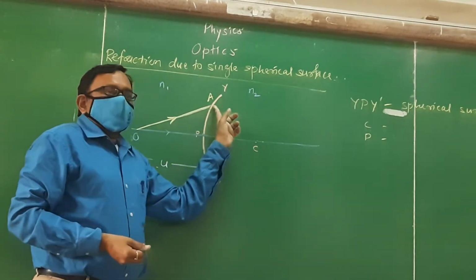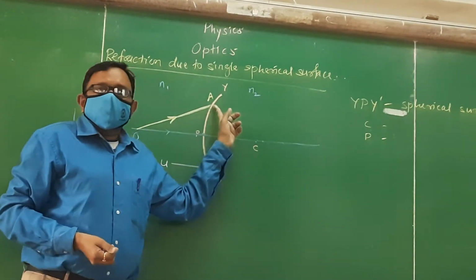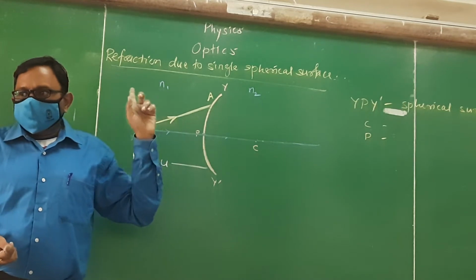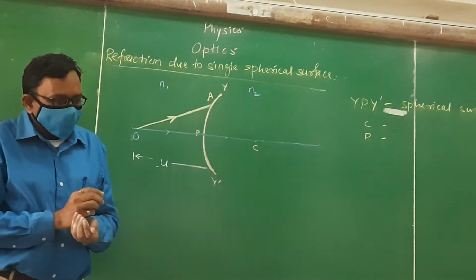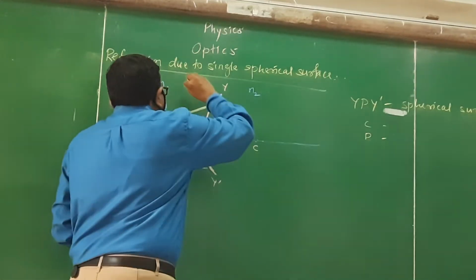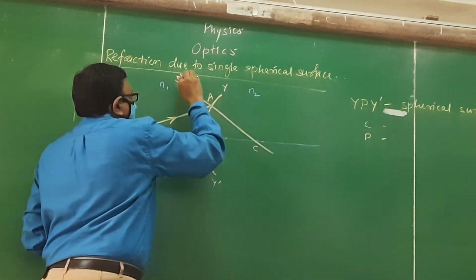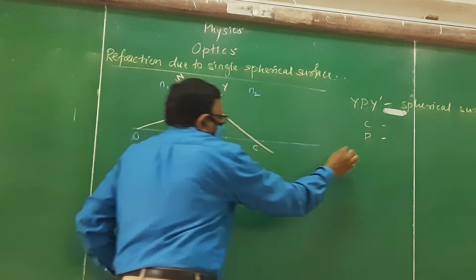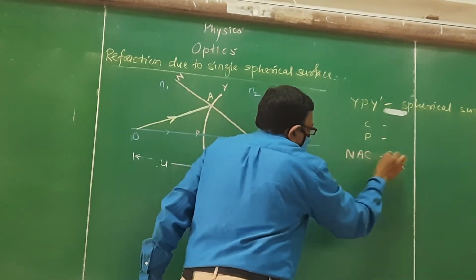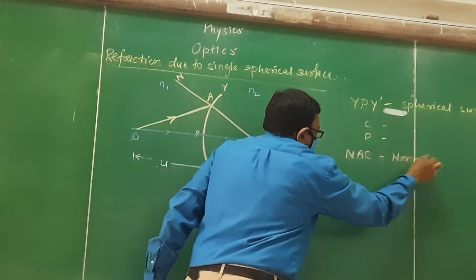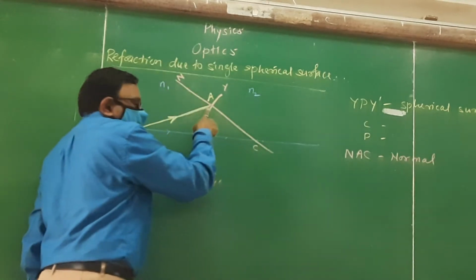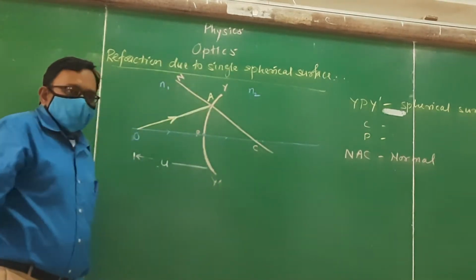At this point there is a perpendicular. That perpendicular is called a normal. Here we represent that: NAC. Here we write NAC is a normal to the surface at point A.